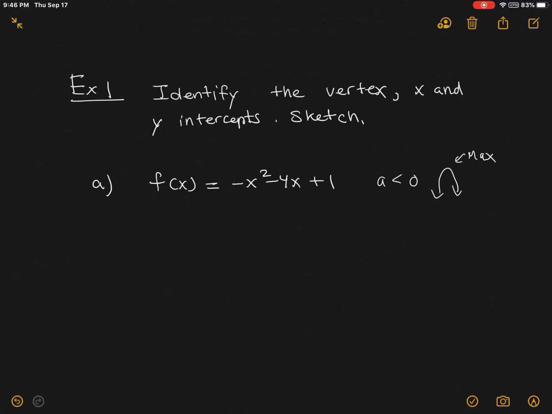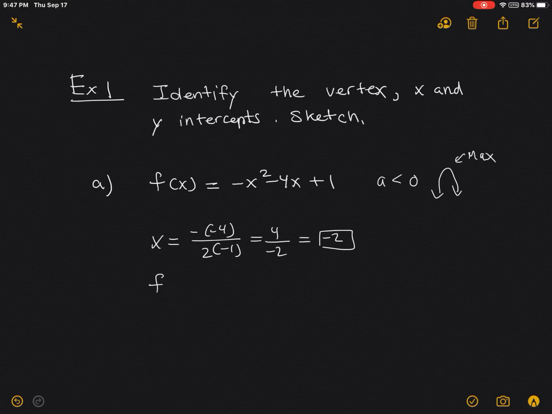The way you figure out the vertex is to recognize that this function is in standard form, and you can get the vertex by using the negative b over 2a formula, or you can complete the square. Most of you would probably just use the formula, which is fine, because the directions did not specify that you have to complete the square. So I'm just going to use the formula. X equals negative b over 2a. So negative 4 over 2 times negative 1, you have 4 over negative 2, and the x value of the vertex is simply negative 2.